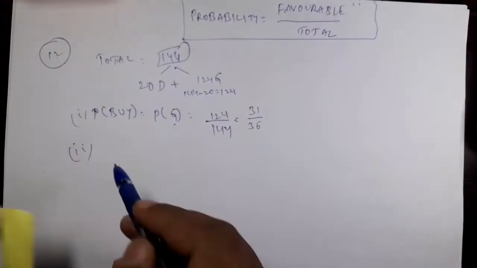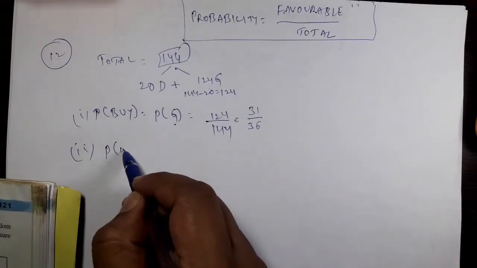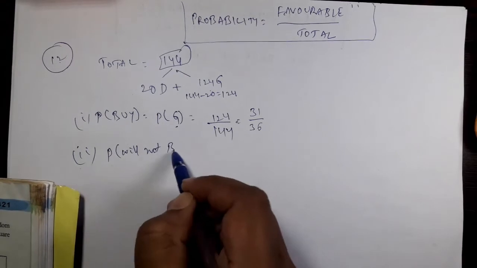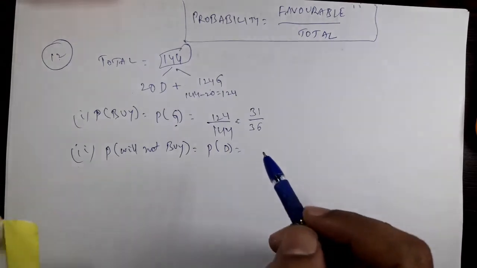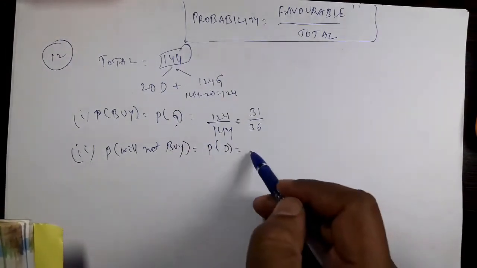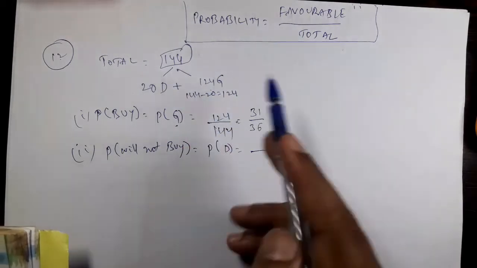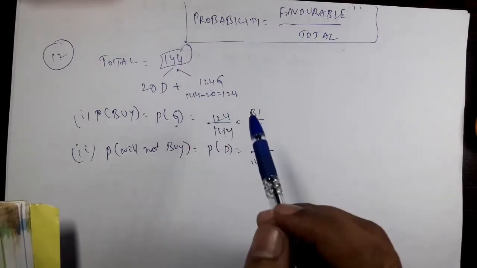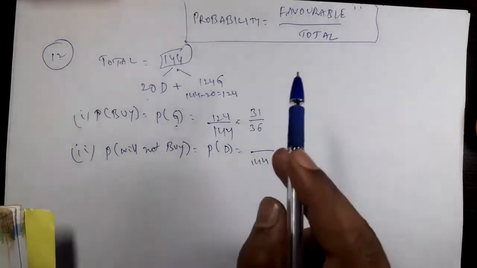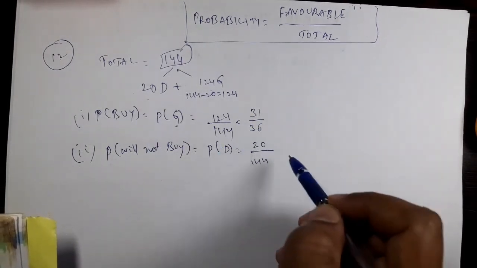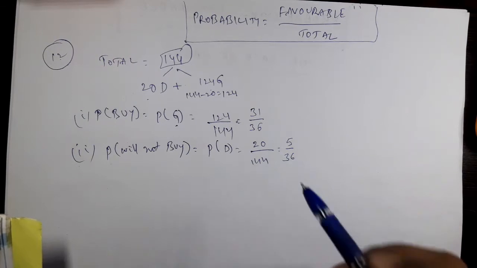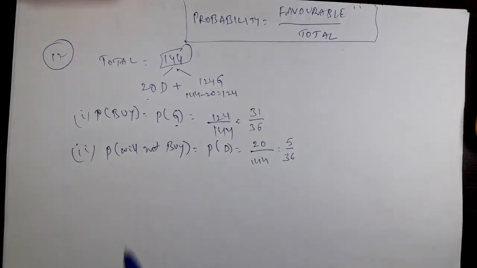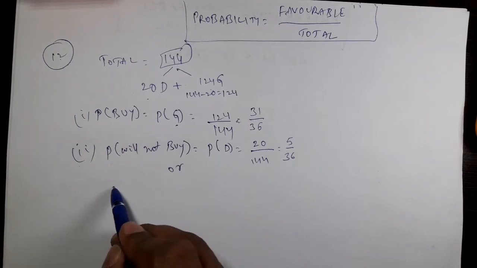Now coming to the second part, she will not buy it. Probability that she will not buy. Will not buy means the probability that the pen is a defective one, right? If the pen is defective, she will not buy. Tell me the probability for a defective one. The denominator is total. Total is of course 144. Coming to the numerator, how many are defective? Yes, 20 are defective. So 20 is favorable, right? That's all. This is our answer. So 5 by 36.